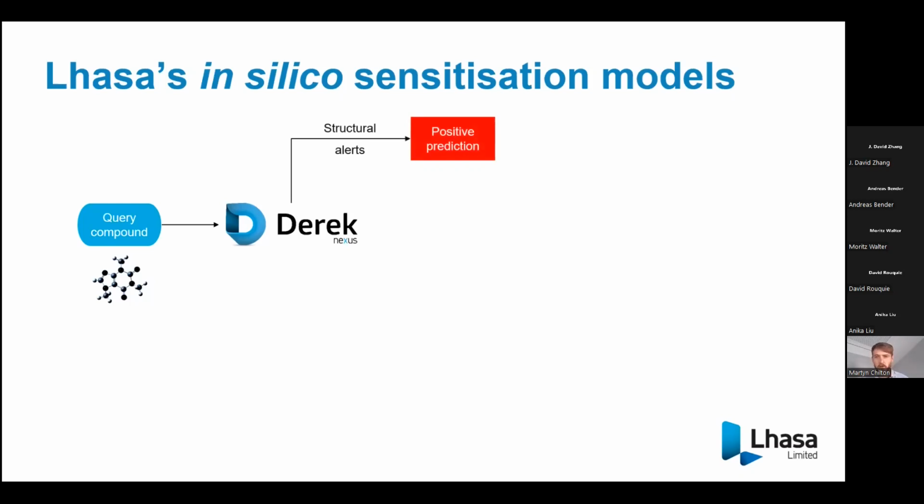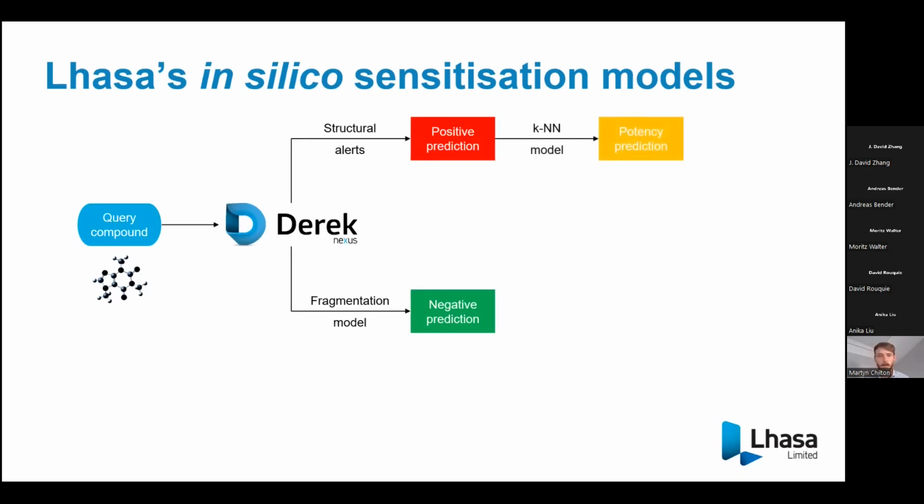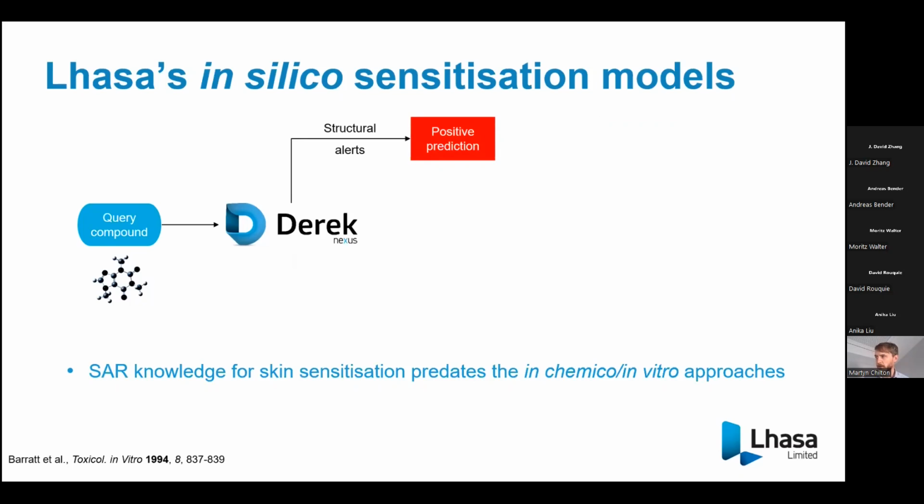I wanted to just briefly talk about how Derek works for those who aren't aware already. So we have a set of structural alerts for a number of endpoints, and I'm going to be focusing on those for skin sensitization. We also have some machine learning components as well. There's a fragmentation model that makes negative predictions when you don't get any alerts. And there's a nearest neighbors model that helps to make potency predictions, as well as predicting, is it a sensitizer or not? How potent is that likely to be? As I said, I'm going to be focusing in on the structural alerts today.